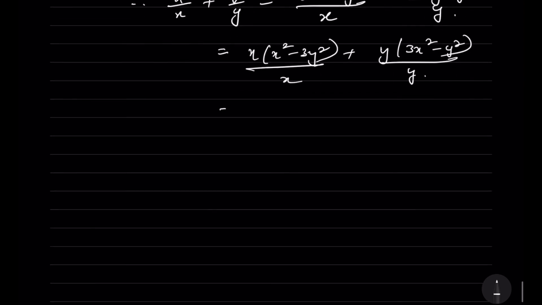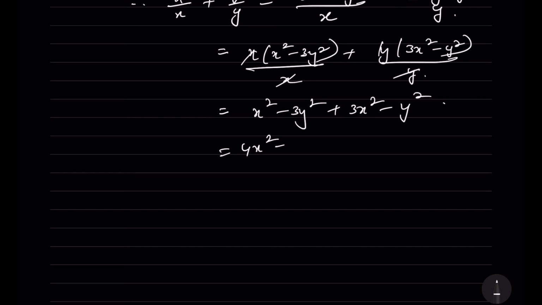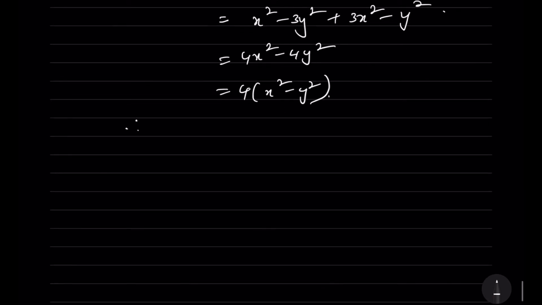So now this is equal to, if x is getting cancelled over here, you are going to get x square minus 3y square plus 3x square minus y square, which is equal to 4x square minus 4y square, which is equal to 4 into (x square minus y square). Therefore u by x plus v by y is equal to 4 into (x square minus y square). Hence the proof. So now, what's the 17th one?